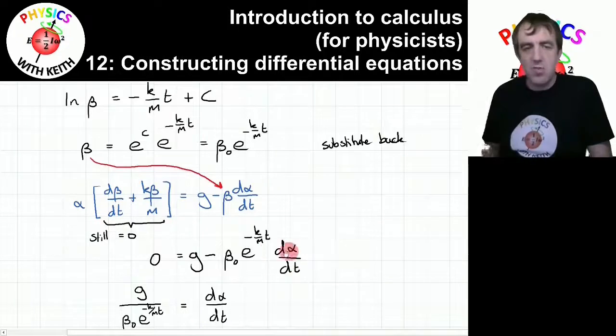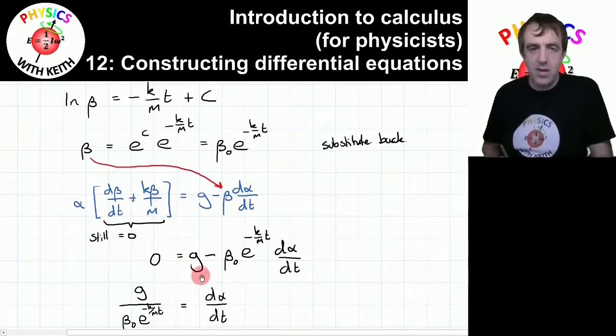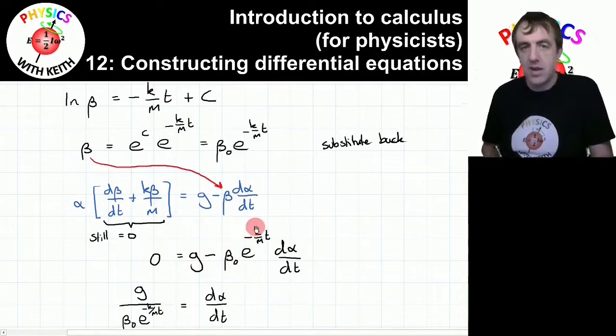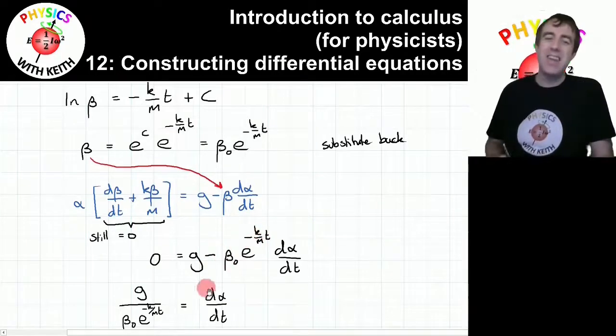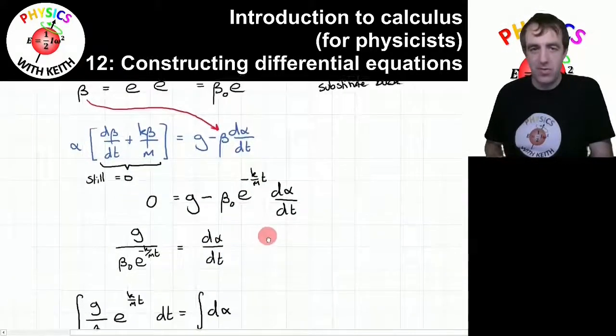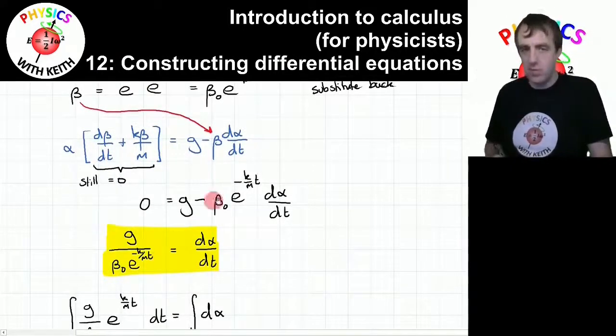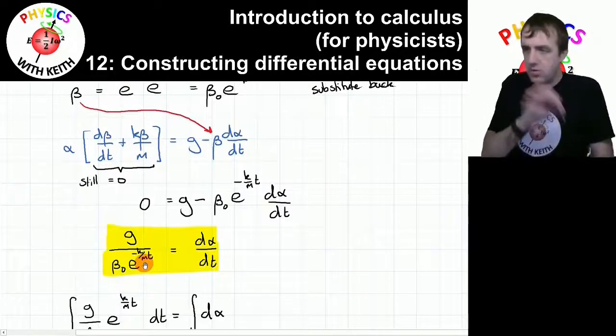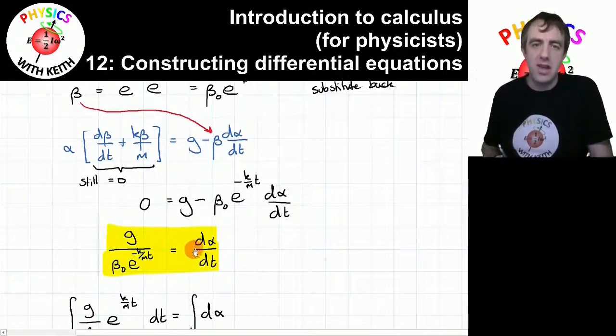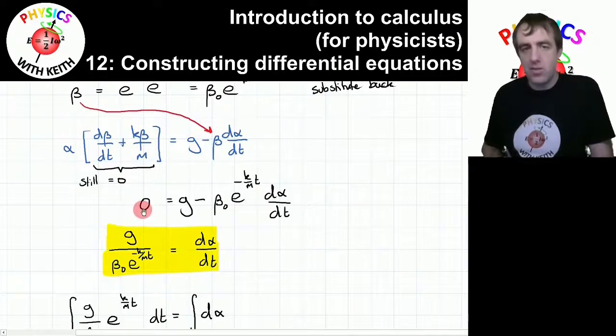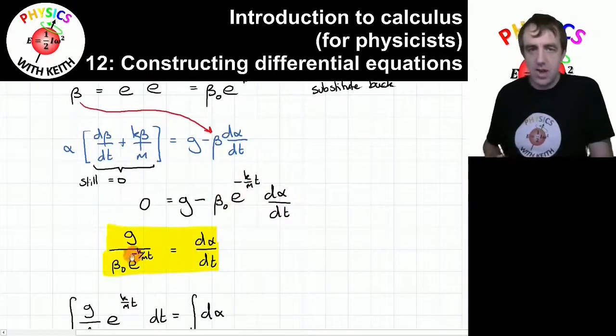So I'm going to do a few steps in one here. I multiply through by minus 1. I then subtract g from both sides and then divide by beta 0 e to the minus k over mt, and it gives me this expression at the bottom. And you can go through those steps step by step if you want to follow that. But it's pretty straightforward algebra to get from here to here. I'll say it again: multiply through by -1, subtract g from each side, and then divide through by this term here, and you get this here.